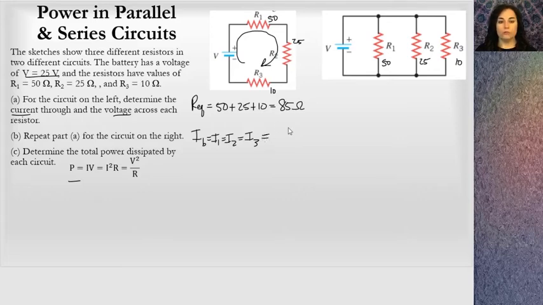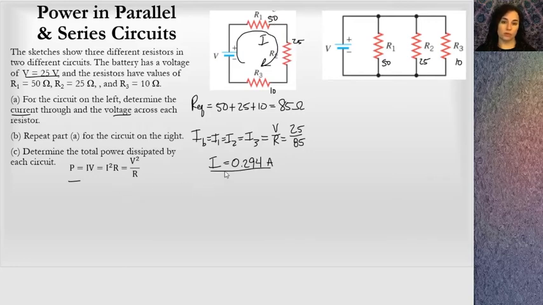And using Ohm's law, I'm going to take the total voltage and divide by the total resistance. So that's 25 from the battery and 85 ohm. And when I find this I for this circuit, it's a little under a third, 0.2936. I rounded it off at 4, and we have current, so that'll be amps. So that's the current through all of the resistors in the circuit.